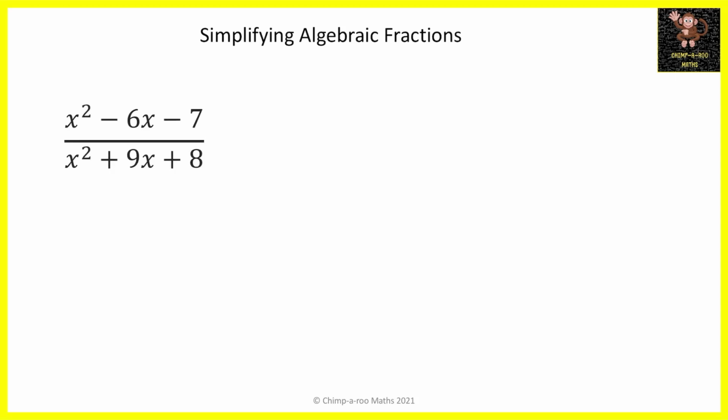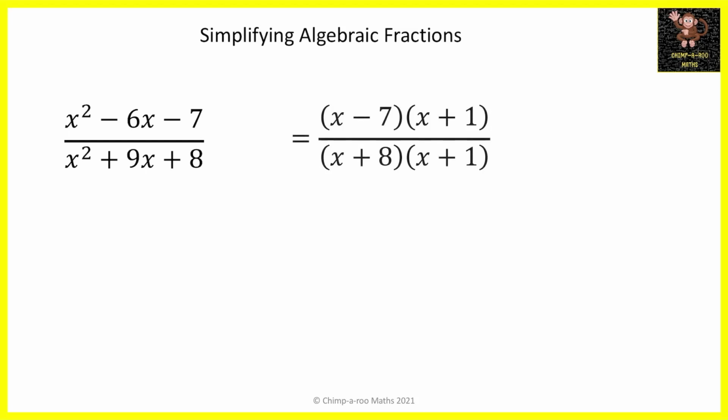Okay, now we have two quadratic expressions, one on the top, one on the bottom. And again, just look for factorising these first to see if we can find any common factors. Okay, and you can see on this one, both of them have an x plus 1 in this. We can divide both of those by x plus 1, leaves us with x minus 7 over x plus 8.